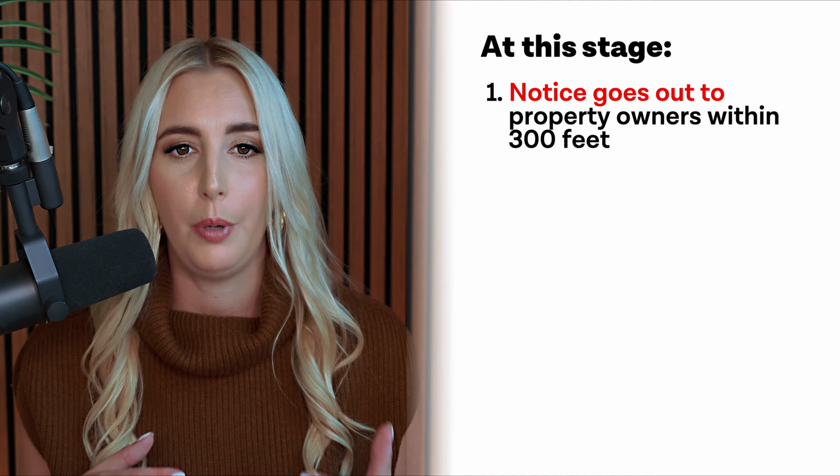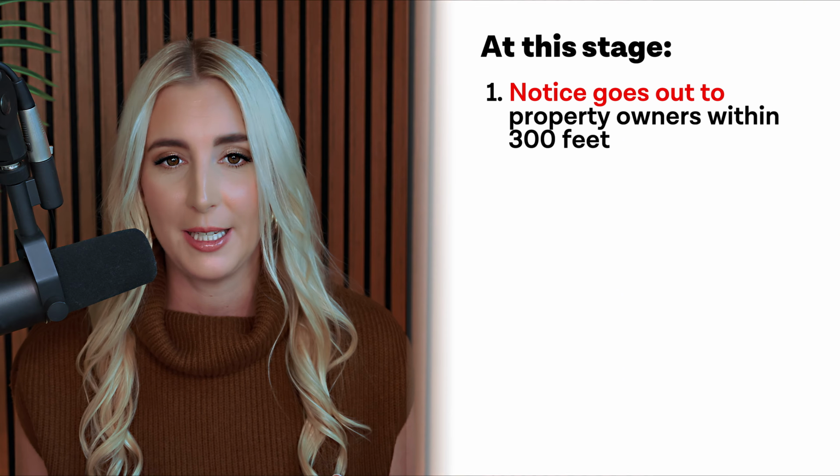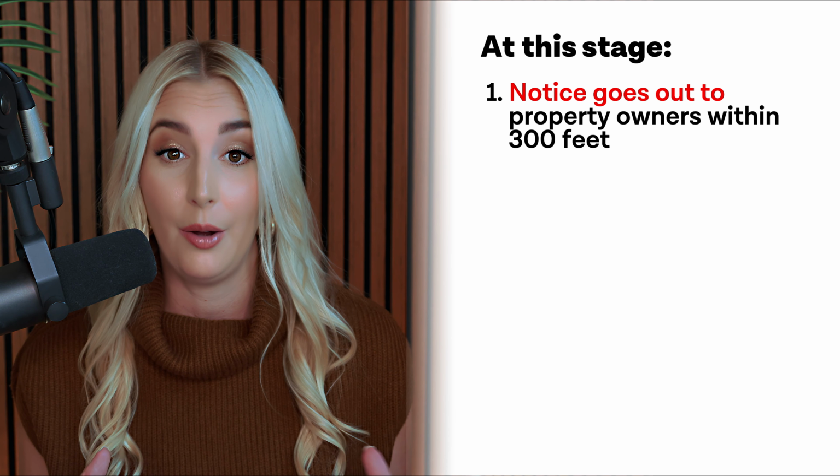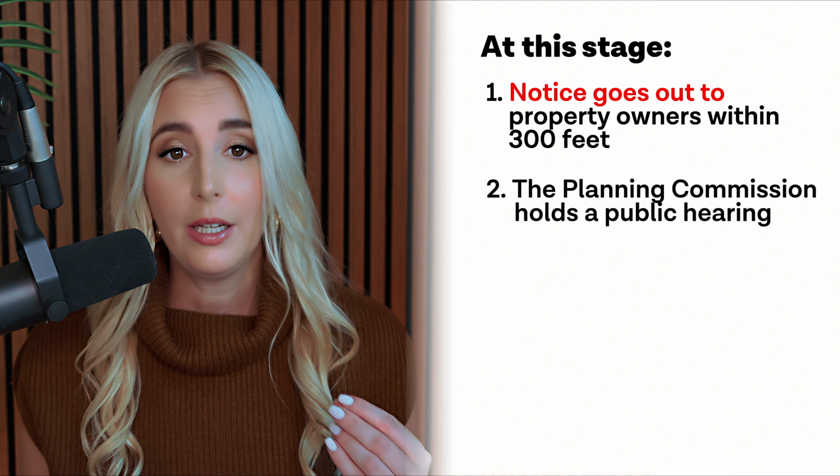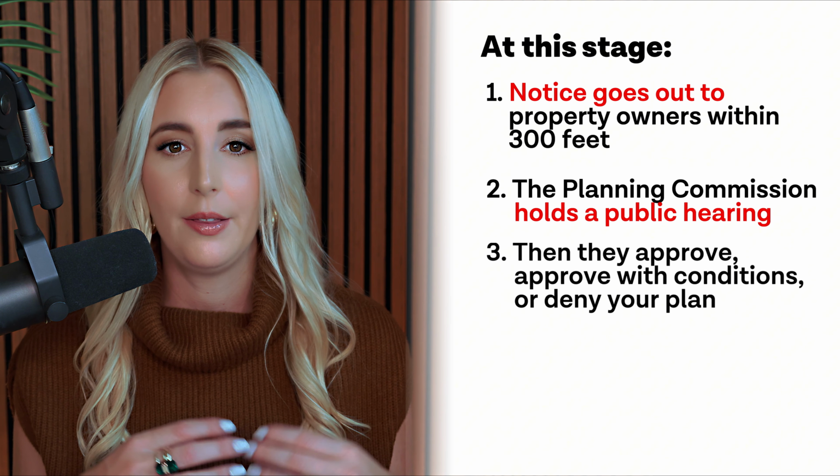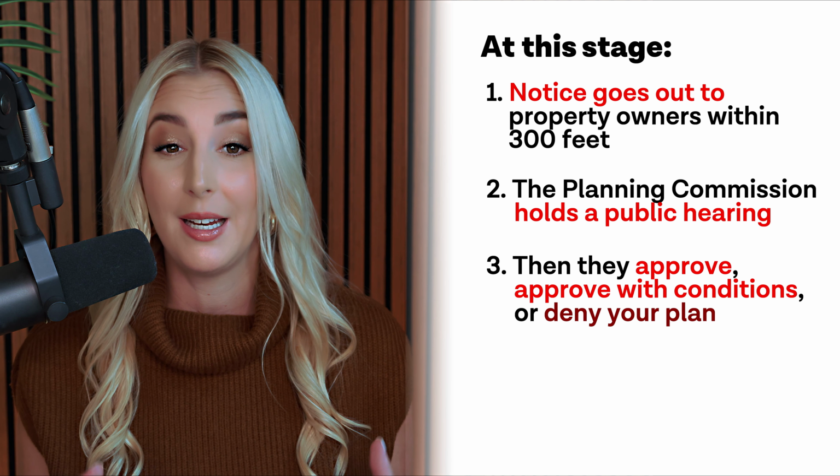Once you know it's feasible, the first formal step is a concept plan. And this is basically your master subdivision map, right? Showing the lots, the street layout, open spaces, any dedications, and environmental considerations. At this stage, notice goes out to property owners within 300 feet. So you're actually going to get instructions on how to send these notices out. And the Planning Commission holds a public hearing. And then they approve with conditions, or they deny your plan.